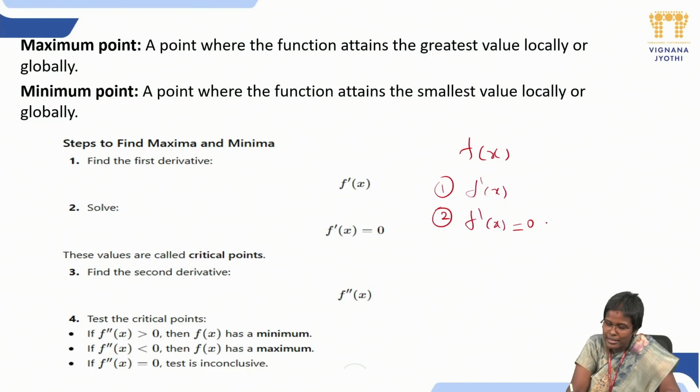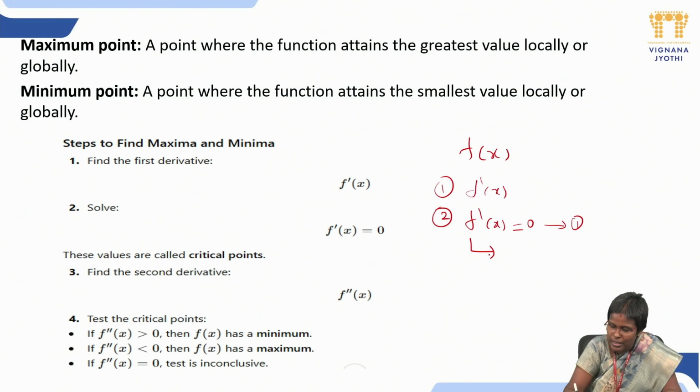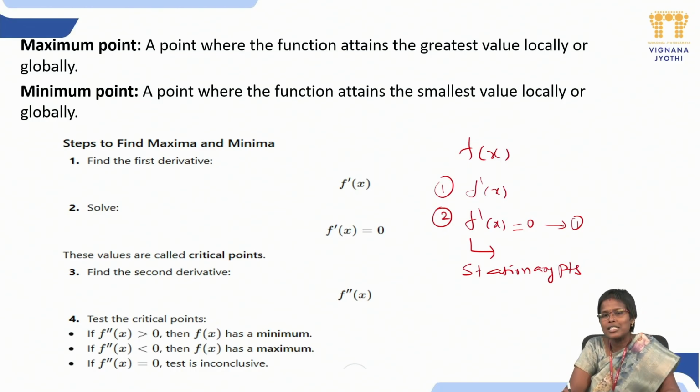What is the purpose of doing this? When we set f dash of x equal to 0, we get some points. Those points are known as stationary points. Most probably in exams, they will give us some function and ask us to find the stationary points of the given function. How are we going to find the stationary points?